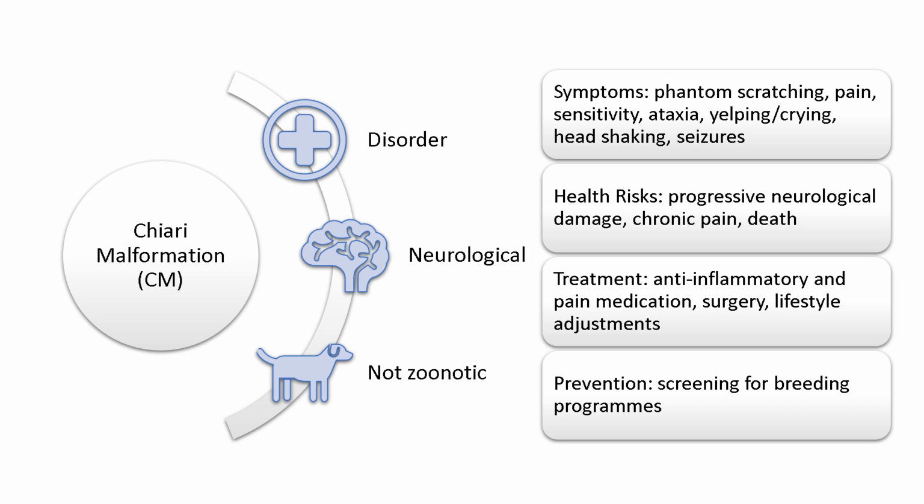Since CM is primarily hereditary, the best prevention method is responsible breeding. Ethical breeders should screen breeding dogs for CM through MRI scans and avoid breeding dogs diagnosed with moderate to severe CM. Select for healthier skull structures rather than exaggerated breed features. While genetic testing and MRI screening can reduce the risk, they do not completely eliminate the possibility of passing CM to offspring.